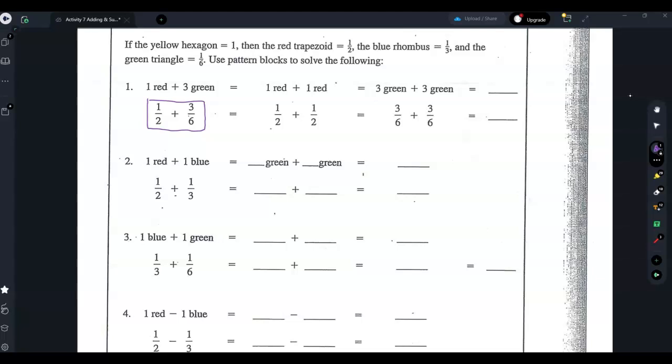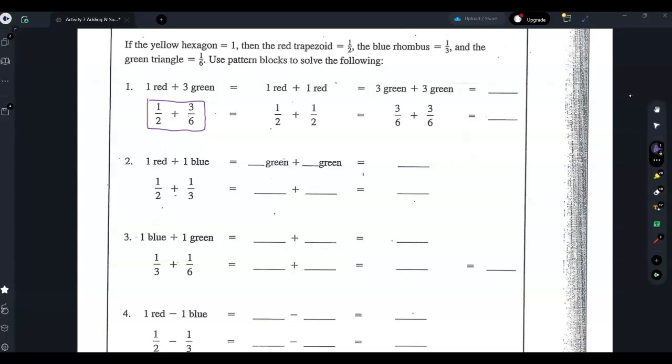So 1/2 plus 3/6. The issue with this problem is that they're not the same type of fraction. One of them is halves, specifically 1/2. The other one is sixths, specifically 3/6. So what I would need to do is make them the same. Now, what this is leading to is finding common denominators. In order to get those fractions to be the same type of fraction, we would change their denominator and make the denominator the same.